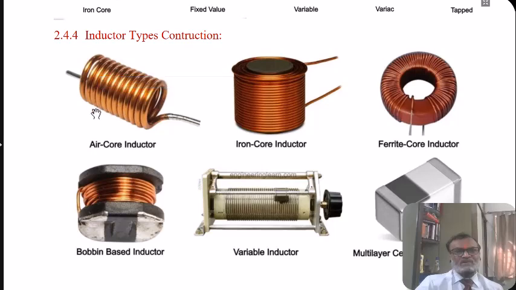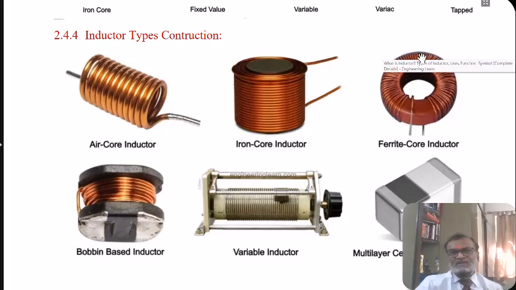It consists of an insulated wire, normally enamel insulated wire, which is wound in a number of turns, and wire ends are available for connection. Here in the first figure, no core is used, or you can say air is used as a core, therefore it is an air core inductor. In the second figure, you will see the wire is wound on an iron core, whereas wire is wound on the bobbin and core is inserted inside the bobbin.